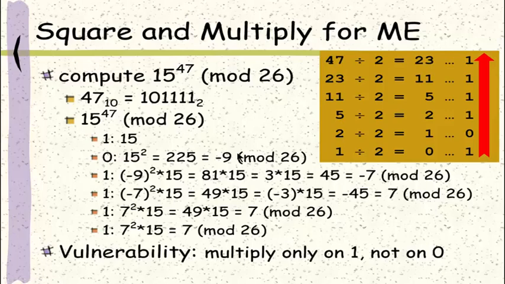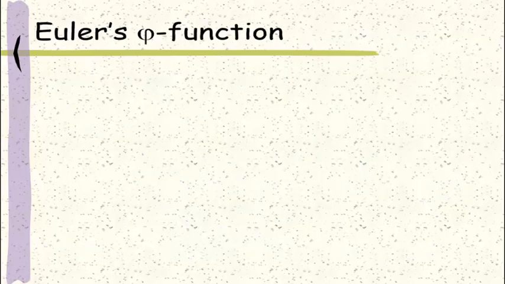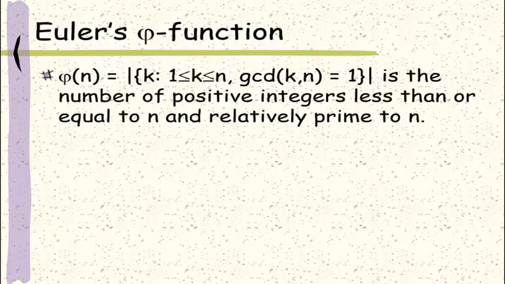Before we talk about how to fix this with randomized modular exponentiation, we are going to introduce Euler's phi function, as we have promised. Euler's phi function is the number of positive integers less than or equal to n that are relatively prime to n. This means the greatest common divisor between k and n is 1, so they are relatively prime to each other. We'll see a few examples here.